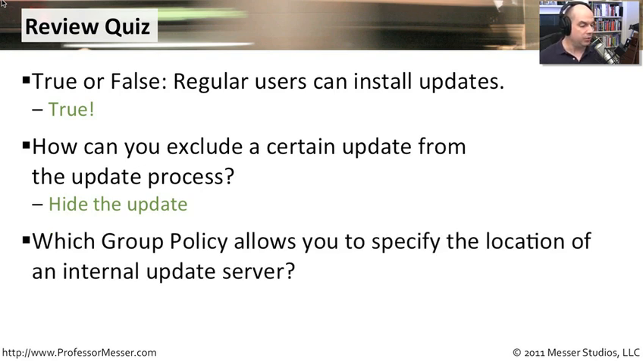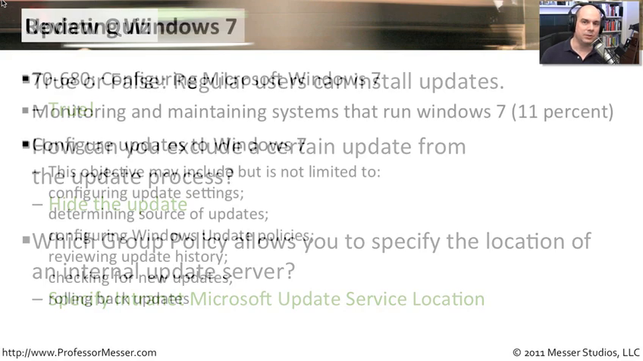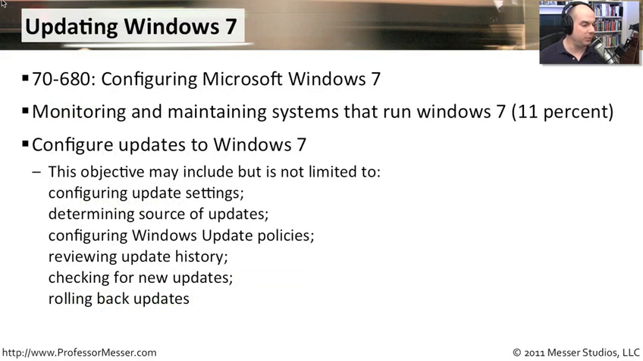And the last question, which group policy allows you to specify the location of an internal update server? This was a group policy that was in our Windows Update section, and it was one that specified the intranet Microsoft Update Service location. That will be an especially important one to configure if you set an update server to work inside your intranet. That covers the requirements we have for updating Windows 7. We've gone through configuration, the source of the updates, configuring the policies, all the way to checking and rolling back some of the updates for our Windows 7 operating system.